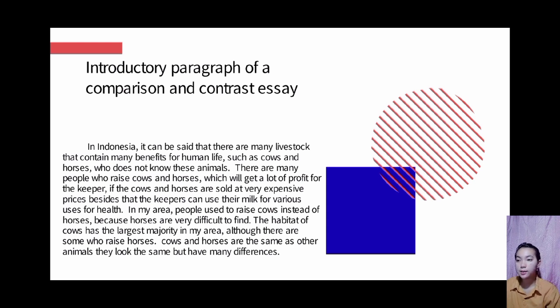There are many people who raise cows and horses, which brings a lot of profit for the keeper. If the cows and horses are sold at a very expensive price, besides that the keepers can use their milk for various health uses. In my area, people used to raise cows instead of horses because horses are very difficult to find. Cows are the large majority in my area, although there are some who raise horses. Cows and horses are the same as other animals. They look the same but have many differences.